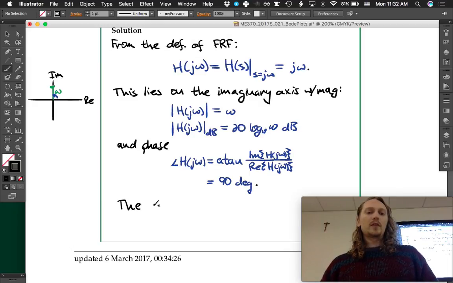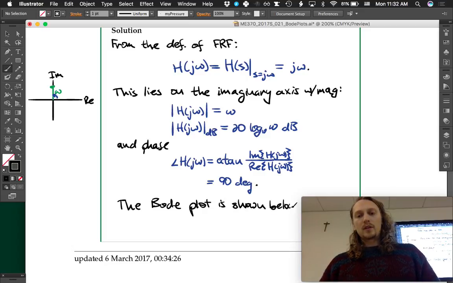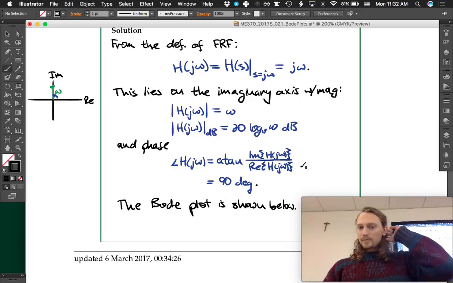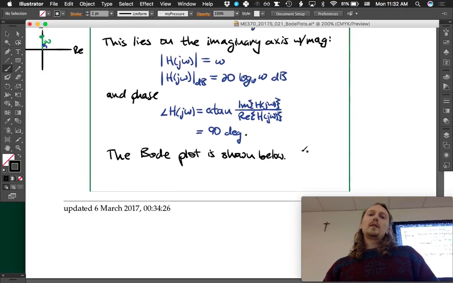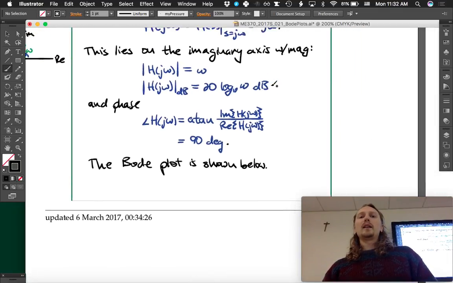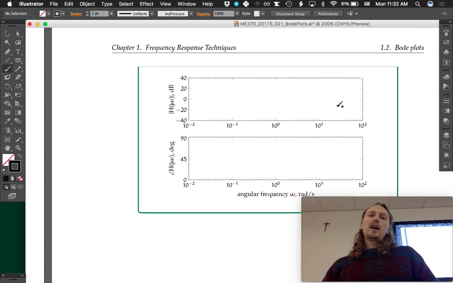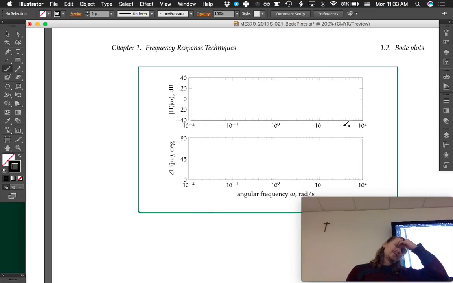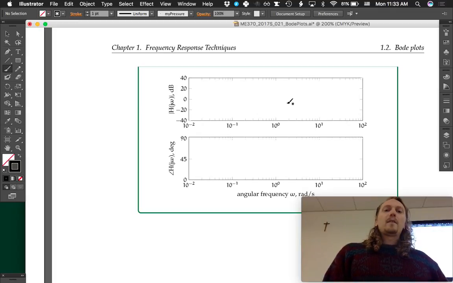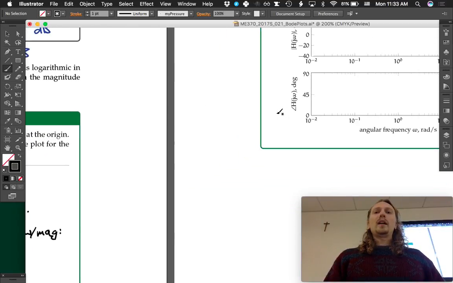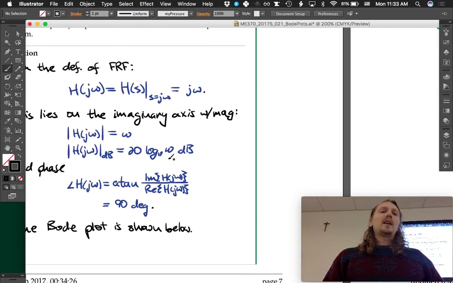So let's plot. The Bode plot is shown below. Actually, we're going to draw it. 20 log 10 of omega, we need to draw on this axis here. One thing we could do is do a couple points if we're unclear on where it should be. So first thing is let's evaluate it at 10 to the 0, which is 1. So what is log base 10 of 1?